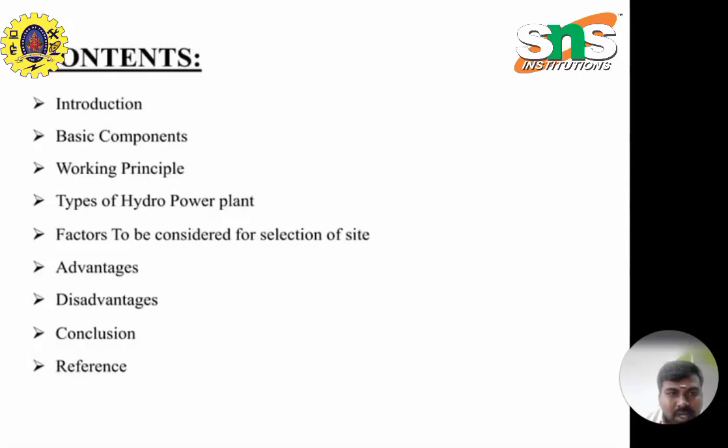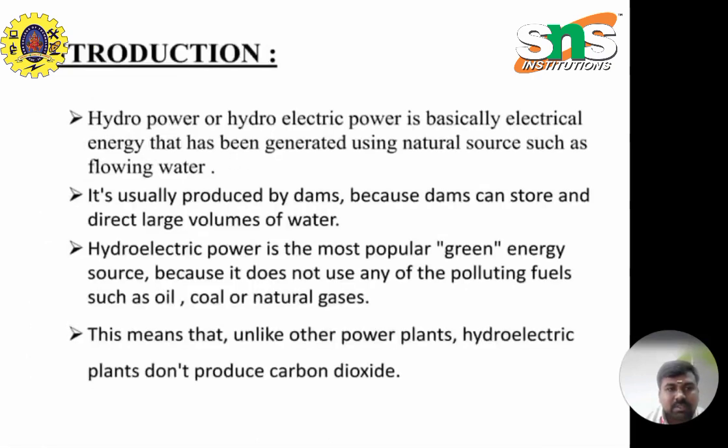I will be going in this order: introduction, basic components, working principle of hydroelectric power plant, types of hydro power plant, factors to be considered for selection of site, and advantages, disadvantages, conclusion, and reference. So the hydro or hydroelectric power is basically electrical energy that has been generated using a natural source such as the flowing water. Here the source of energy is the flowing water from the dam.